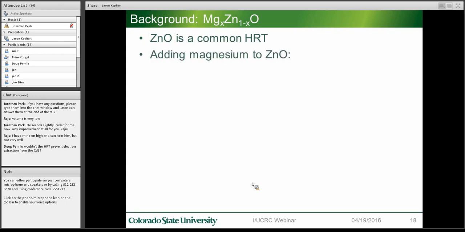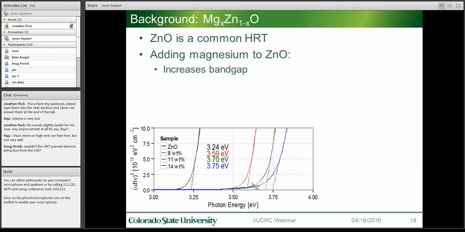When you add magnesium to the zinc oxide, you increase the band gap, and this can be seen in this Tauc plot by devices made here. If you start with pure zinc oxide, the band gap is about 3.2 eV, but as you add more weight percent magnesium oxide to the target, you see an increase in the band gap.